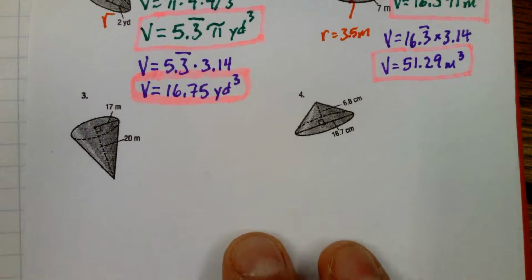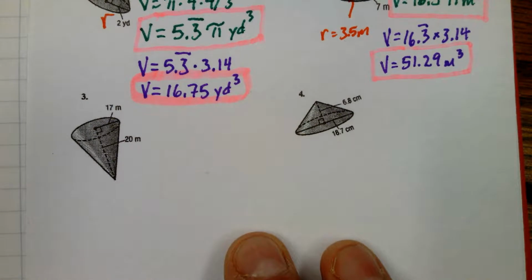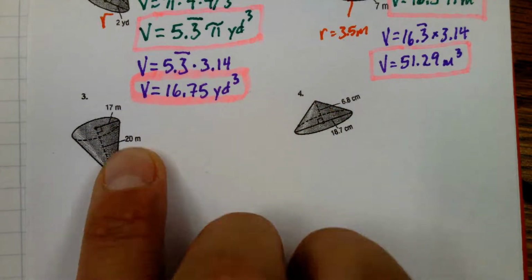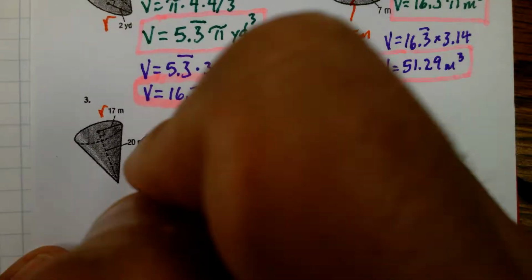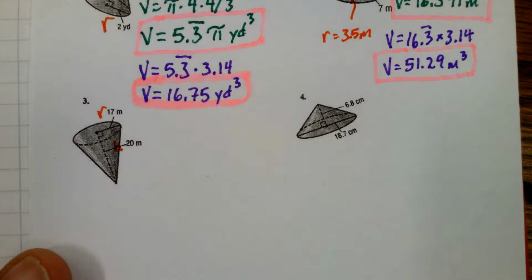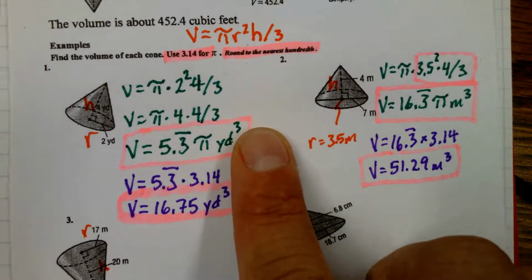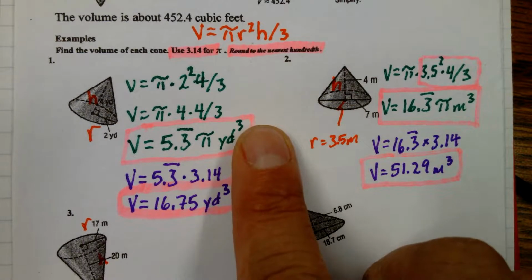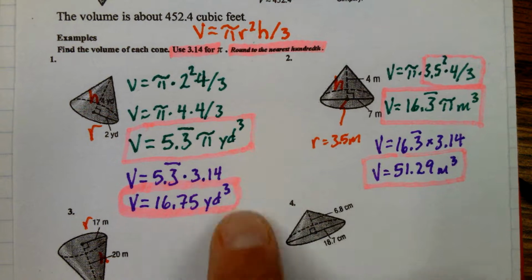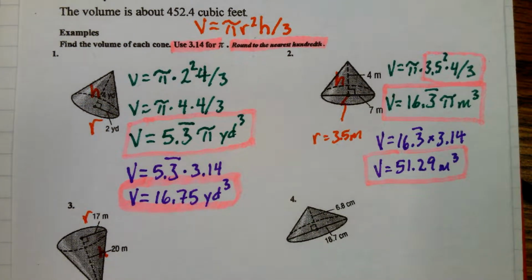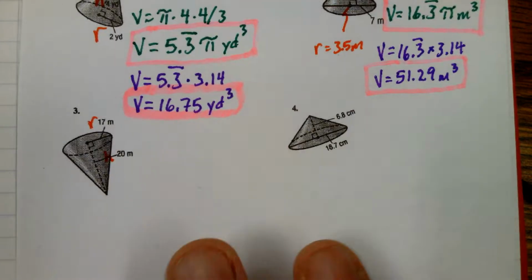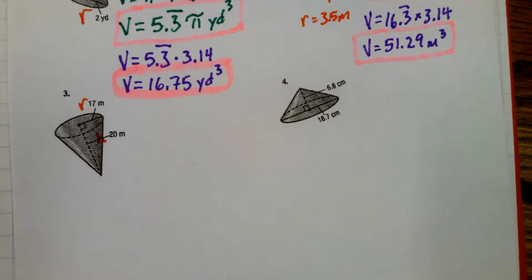Okay. So I'd like you to try number 3. We got a radius of 17 and a height of 20. So first find the exact answer. Remember, expect something, probably a repeating decimal. And then we'll work on the approximate answer with 3.14. So try this one, okay? I'll give you a little bit of time.